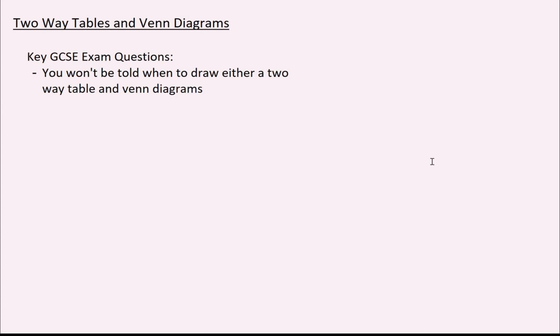The key thing is you're not told when to draw either a two-way table or a Venn diagram. You have to read the question, recognise it and realise that it's either a two-way table or a Venn diagram. So I'm quickly going to show you how to tell the difference between the two and where to get started.